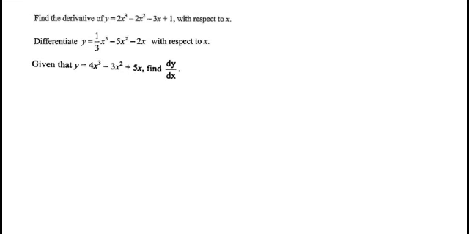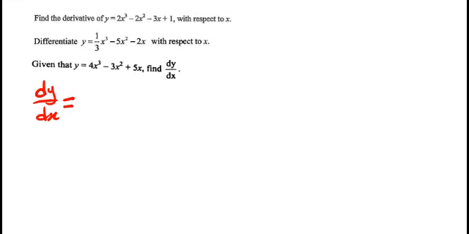So the question is saying find the derivative of y equals 2x to the power 3 minus 2x squared minus 3x plus 1. Now when we say dy over dx, it simply means that we are differentiating with respect to x.